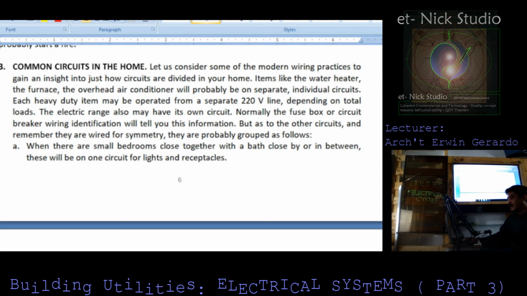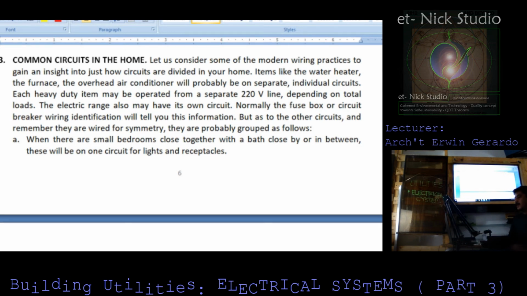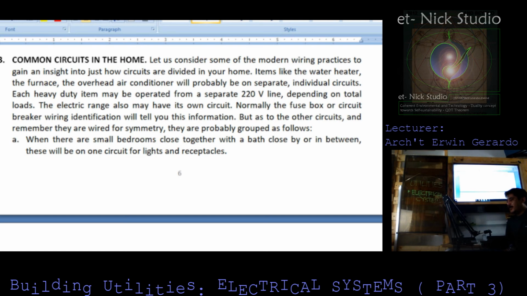Common circuits in the home. Let us consider some of the modern wiring practices to gain an insight into just how circuits are divided in your home. Items like the water heater, the furnace, and the overhead air conditioner will probably be on separate or individual circuits. Each heavy-duty item may be operated from a separate 220-volt line, depending on total loads. The electric range also may have its own circuit.